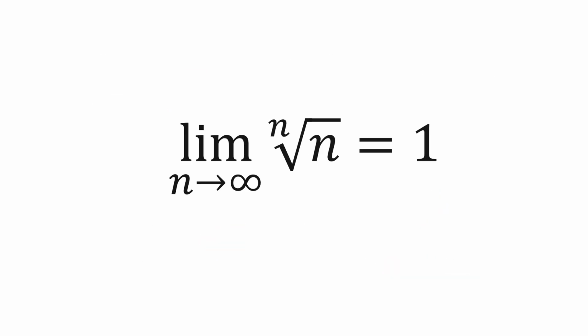What made this proof work was one smart substitution at the start. Writing the nth root of n as 1 plus alpha n gave us something to squeeze, and the binomial theorem did the rest. This is the kind of elegant argument that shows up again and again in real analysis.